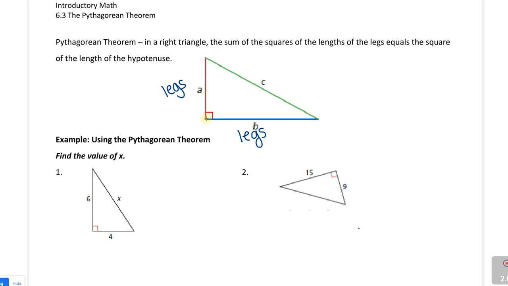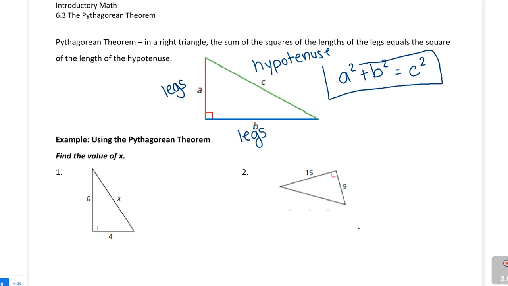And then the side that is across from the 90-degree angle, or the side that creates a diagonal, that is your hypotenuse. So for the Pythagorean theorem, we call our legs A and B, and our hypotenuse C. We have A squared plus B squared, and that is going to equal our hypotenuse, C squared. So this is our formula that we are going to be using.